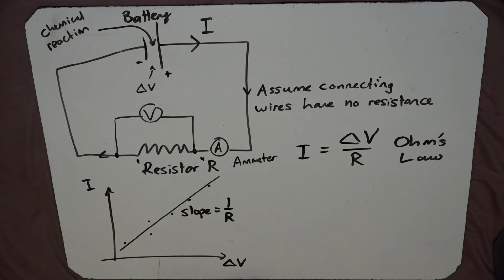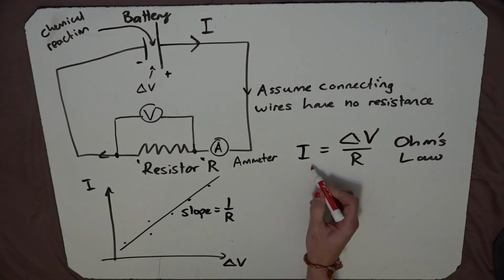There's something very important I'd like to draw your attention to here. You'll notice I plotted current on the y-axis versus potential difference on the x-axis. There is a reason for that. Current is the dependent variable, potential difference is the independent variable.